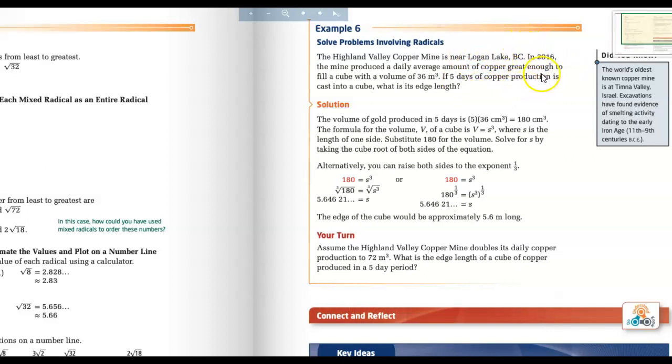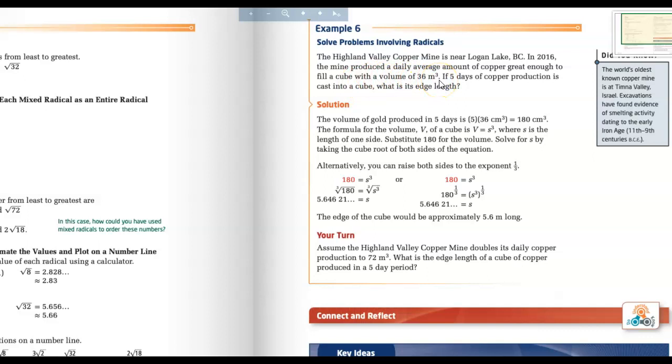But anyways, you just need to pick out, okay, we've got our volume cubed, we have 5 days, and we're looking for edge length. So the most important thing when you're looking at a word problem is look at what they're trying to find. They're trying to find the edge length. So I haven't even read the question yet, and I know that it is trying to find an edge length. Let's just read the entire question first. So in 2016, the mine produced a daily average amount of copper great enough to fill a cube with a volume of 36 meters cubed.